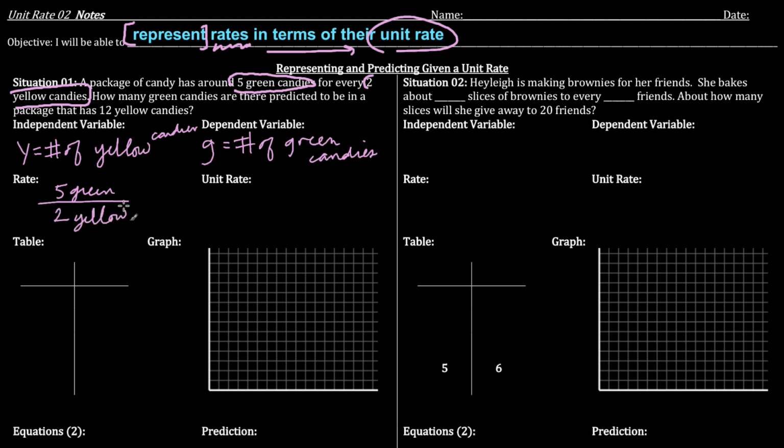To find the unit rate, you just divide 5 divided by 2. 5 divided by 2 is 2.5. So the unit rate is 2.5 green candies, see green's on top, for every 1 yellow. So remember green, that's what we care about. Yellow.